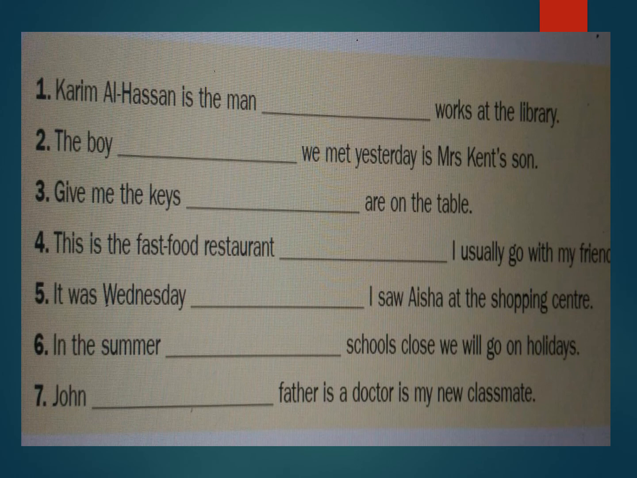Karim Al-Hassan is the man, space, works at the library. Now you will choose a relative pronoun and use it. Who can do it? Samir? Karim, read the whole sentence, please. Karim Al-Hassan is the man who works at the library. Very good. Who? Forgive my handwriting because I'm writing with my finger.